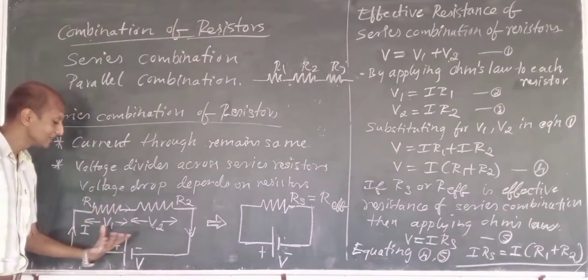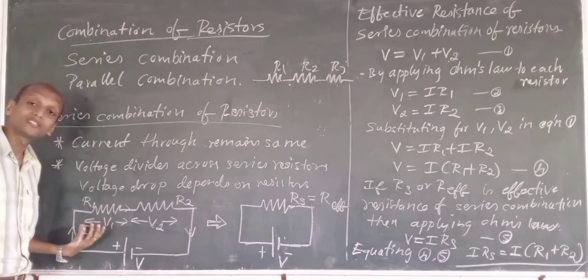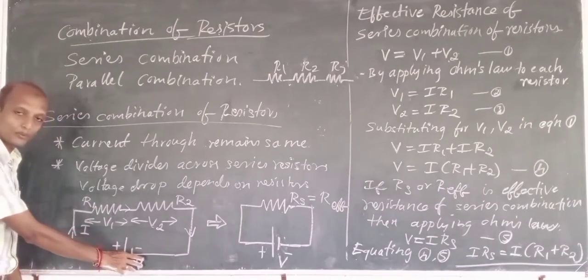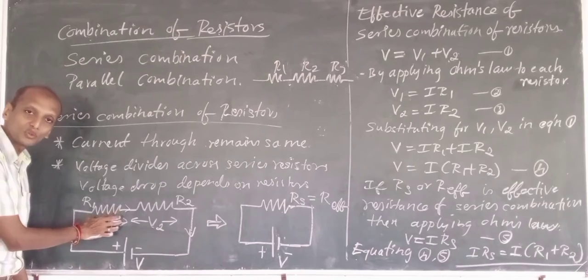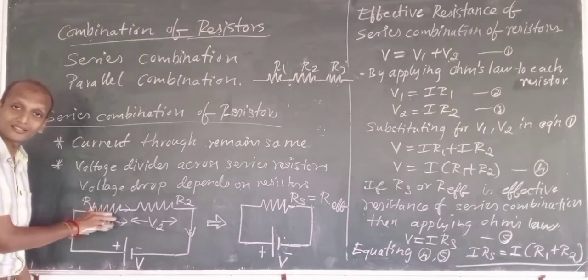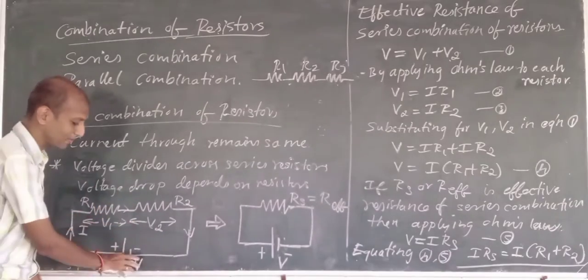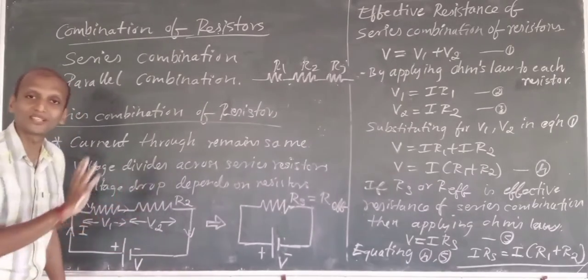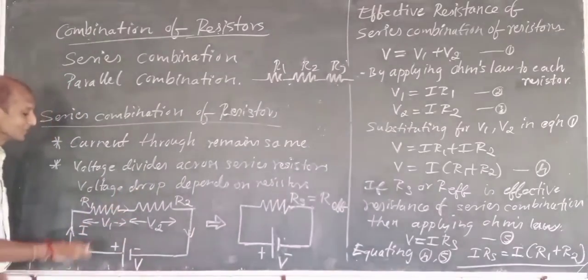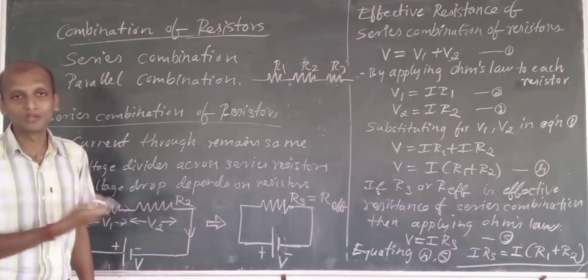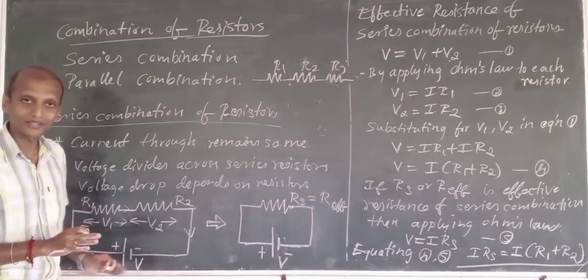And the voltage drop: how much voltage divides? We know that the applied voltage will be divided across the two series connected resistors. If I have three, the applied voltage will be divided across the three resistors. Now, how much will be the voltage drop?